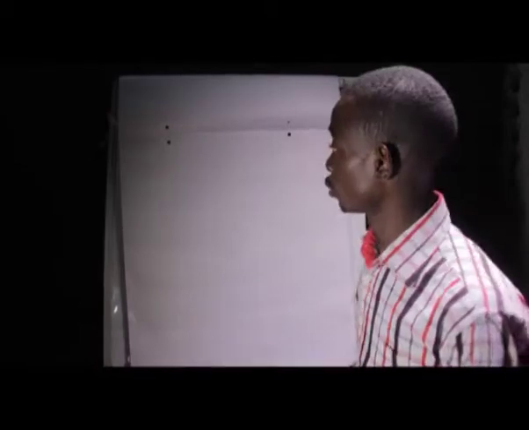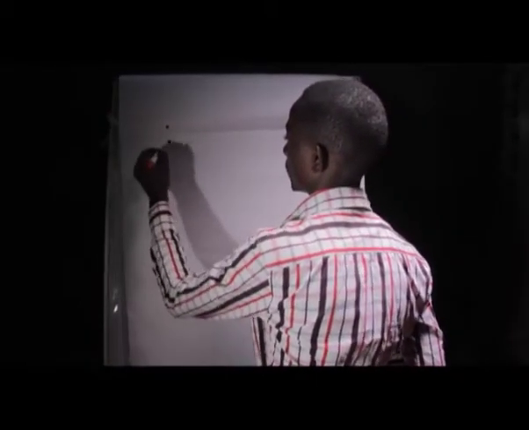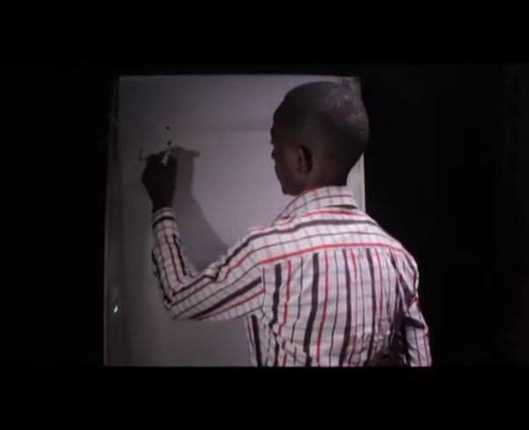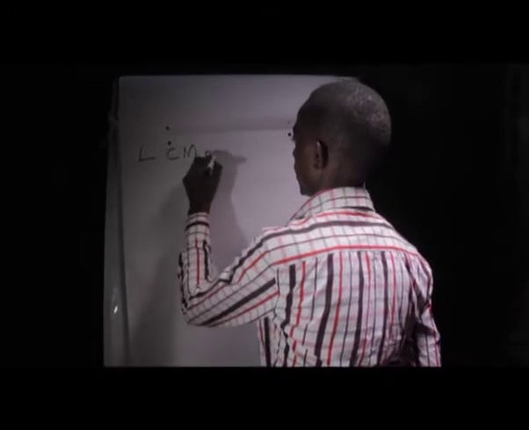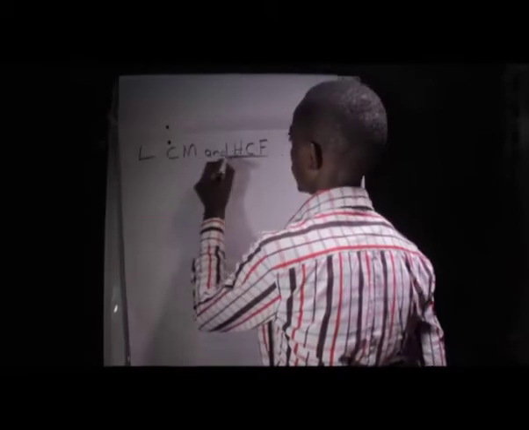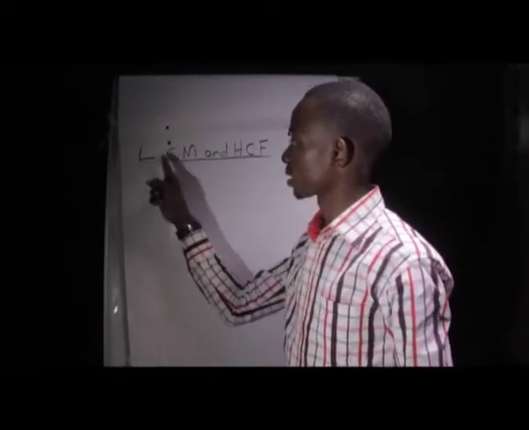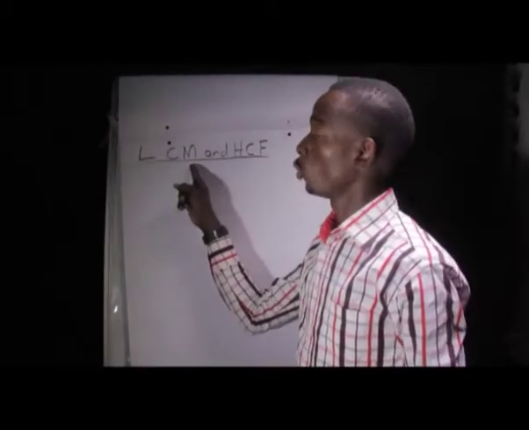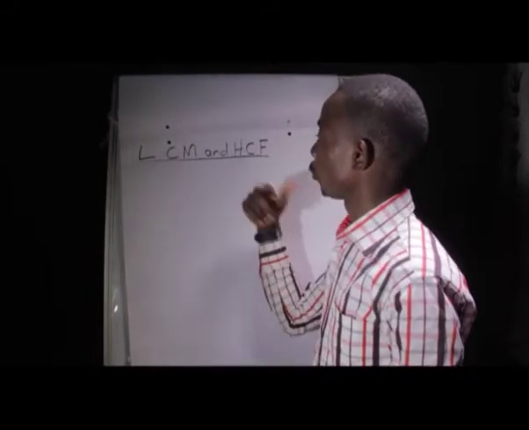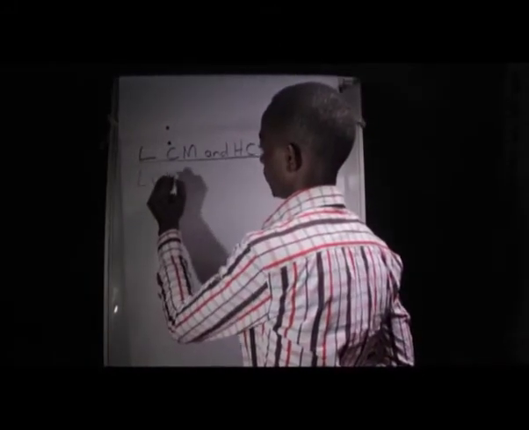So today we are going to look at the LCM and the HCF. LCM in full is lowest common multiple, whereas HCF is highest common factor. We can start with LCM. What does it mean when I talk about LCM?